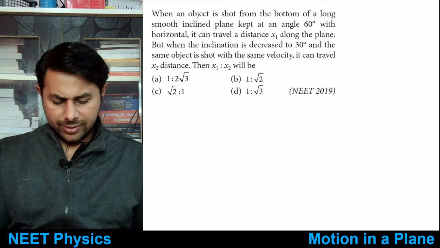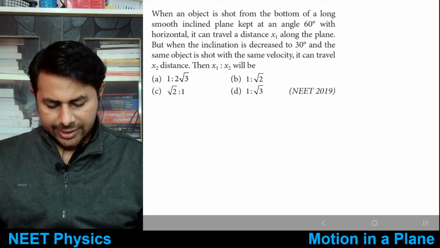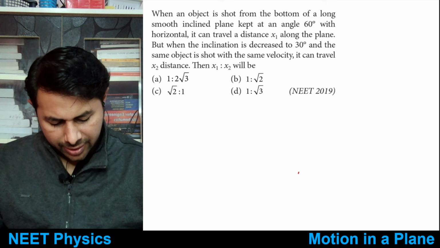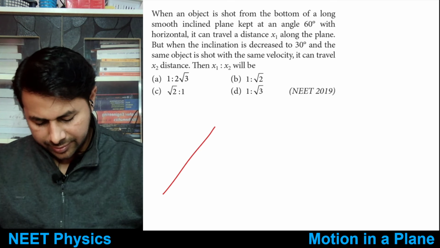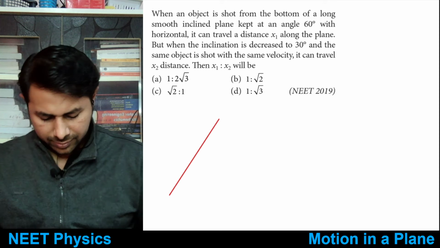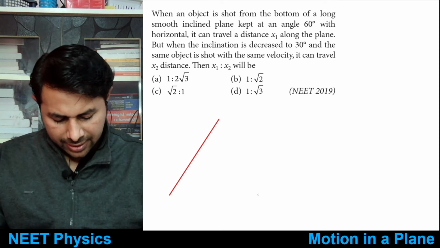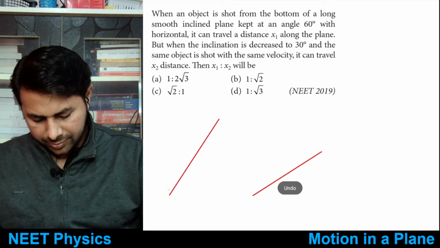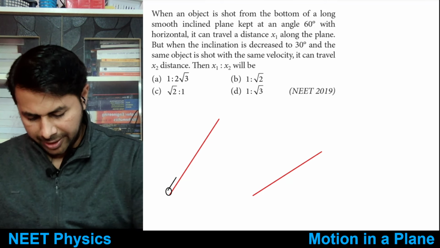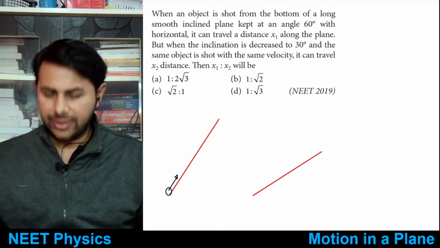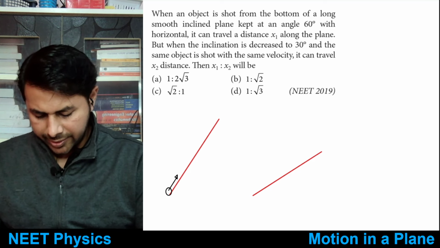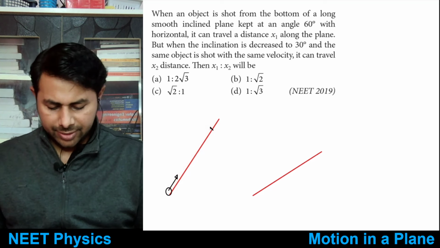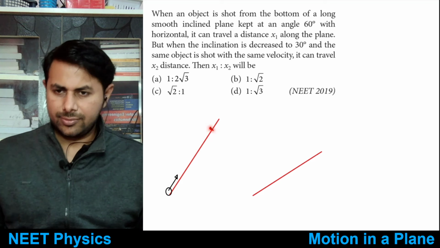Okay, so let me explain this. The object is shot at an angle of 60 degrees. So you have the first plane which is inclined at an angle of 60 degrees like this, and the other one is inclined at an angle of 30 degrees, right? So the object is shot like this, up the plane. In the first case it travels a distance up to x1. Suppose it moves till here. What will happen here? Its velocity will become 0.